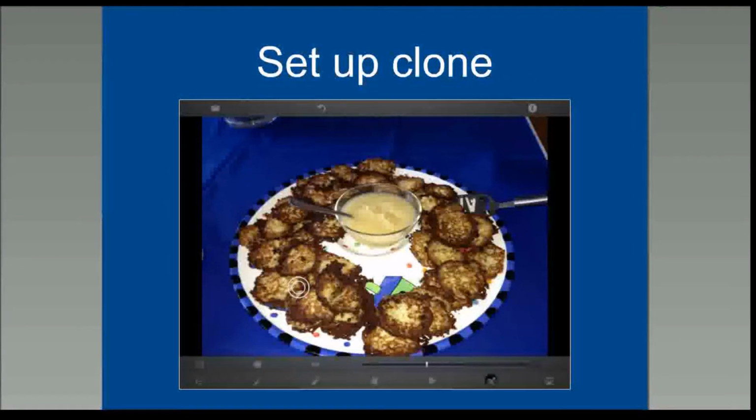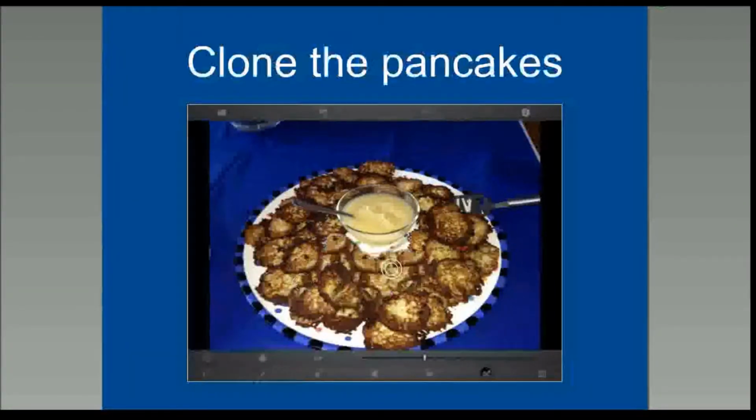So you might be getting a little hungry looking at this plate of potato pancakes, and you want to add some more. On the bottom menu, the next to last button is the clone button. When you touch that button, you notice there is a double circle on the screen. That's the area that you want to clone from. So you put your finger on that circle and you can move it anywhere on the screen that you want to clone from.